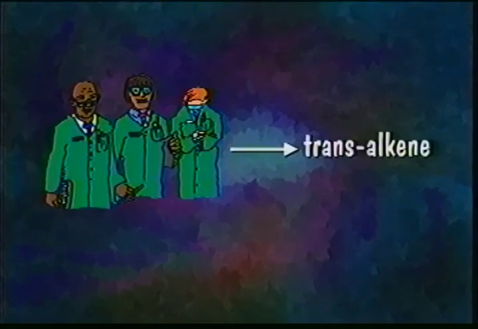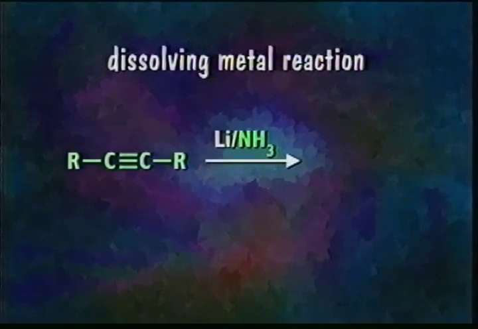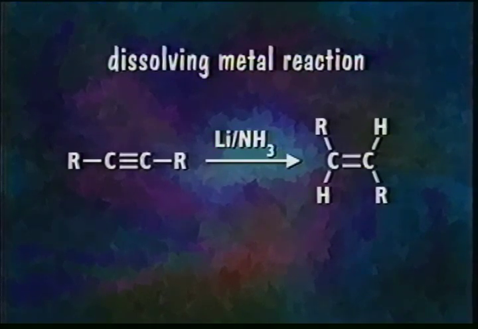If the organic chemists need to produce a trans alkene, they use a dissolving metal reaction method in which the alkyne is dissolved in ammonia solvent and then treated with lithium. This yields an alkene with the hydrogens placed on opposite sides of the double bond, which is the more stable trans alkene. Okay, one last reaction and we're finished.